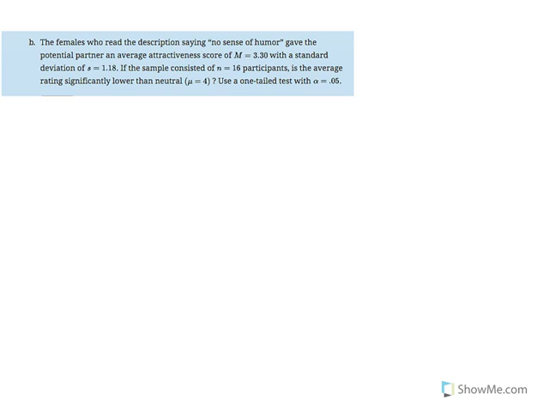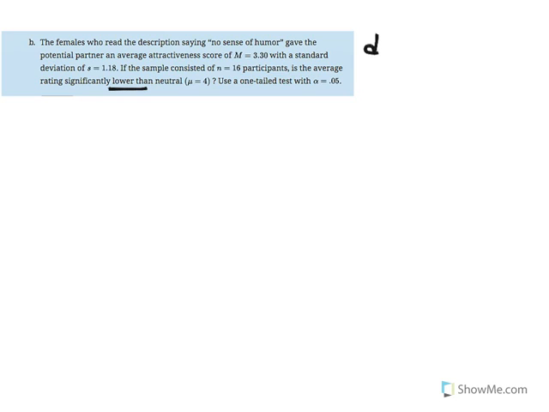Okay, so continuing with the same theme, now we're looking at females who read a description of men as having no sense of humor. So we're going to see what the effect is on the rating. The females who read the description saying no sense of humor gave the potential partner an average attractiveness of 3.3 with a standard deviation of 1.18. The sample consisted of 16 participants. Is the average rating significantly lower than the neutral of 4? Use a one-tailed test at 0.05.